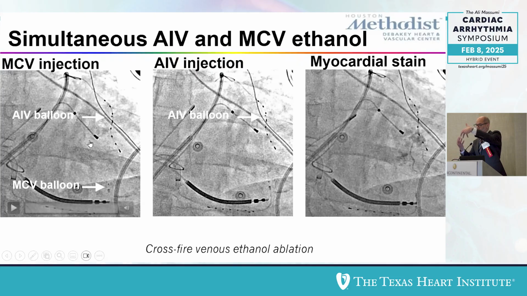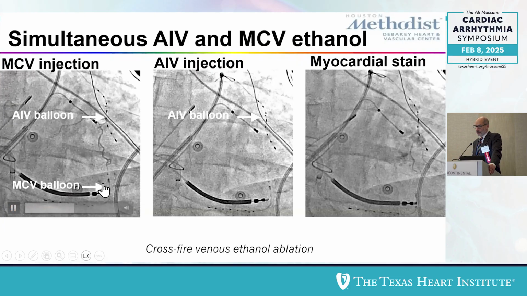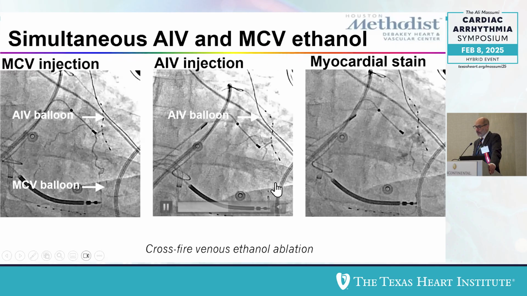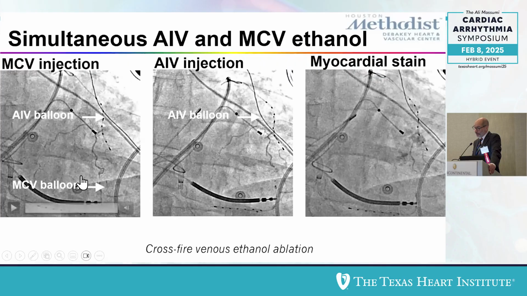We like to call it crossfire alcohol because we deliver alcohol through both. So I'm injecting contrast to the middle cardiac vein. This is the collateral that joined the AIV. And I have a balloon inflated here, so alcohol or contrast is restricted to the veins in between the two, in between the AIV and the middle cardiac vein. So then we give alcohol through the middle cardiac vein balloon and then the AIV balloon.